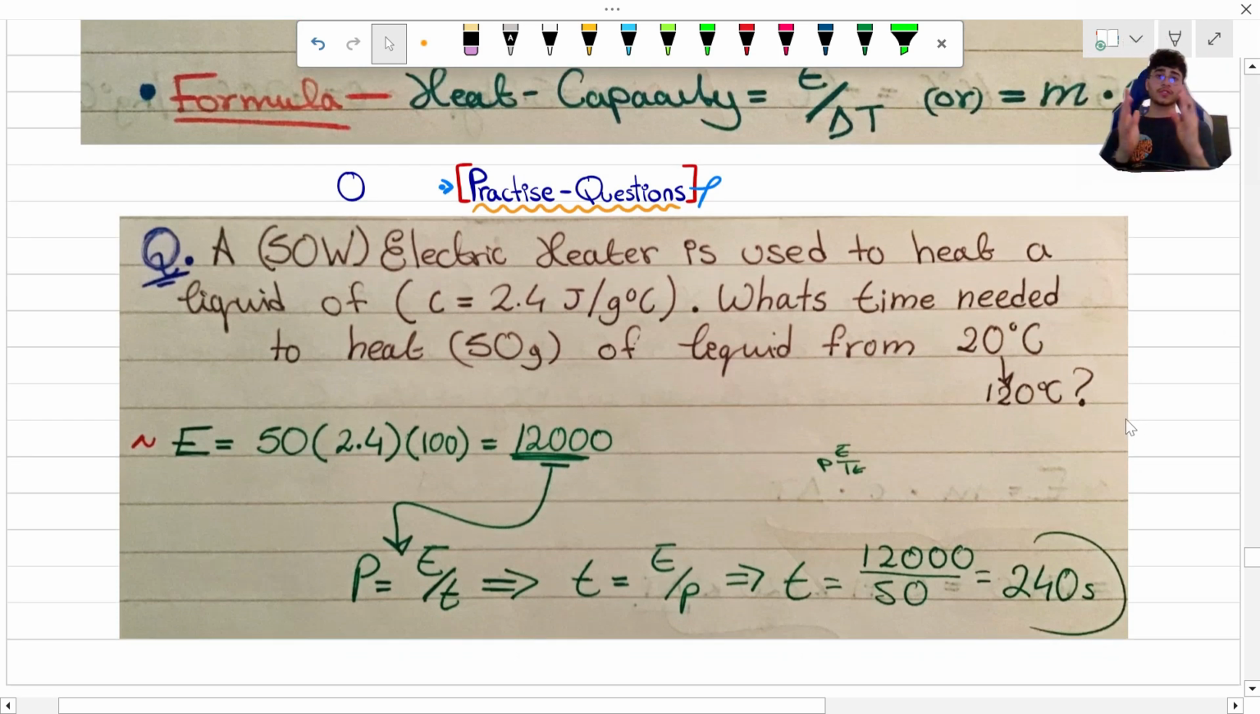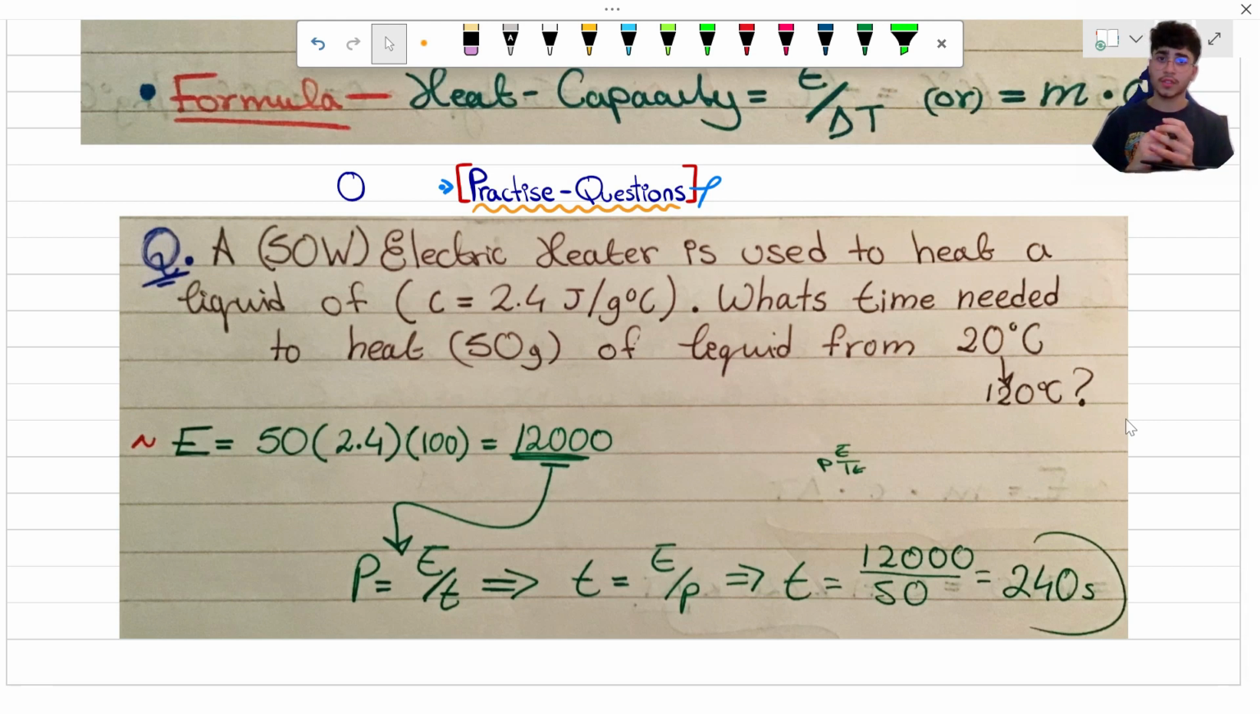And with that, we have finished the chapter. Now we're just going to go through some practice questions to review specific heat capacity. The first one is this one. A 50-watt electric heater is used to heat a liquid of specific heat capacity 2.4 joule per kilogram degrees Celsius. What's the time needed to heat 50 grams of liquid from 20 to 120 degrees Celsius? So what do we know? We know 50 watt is the power.